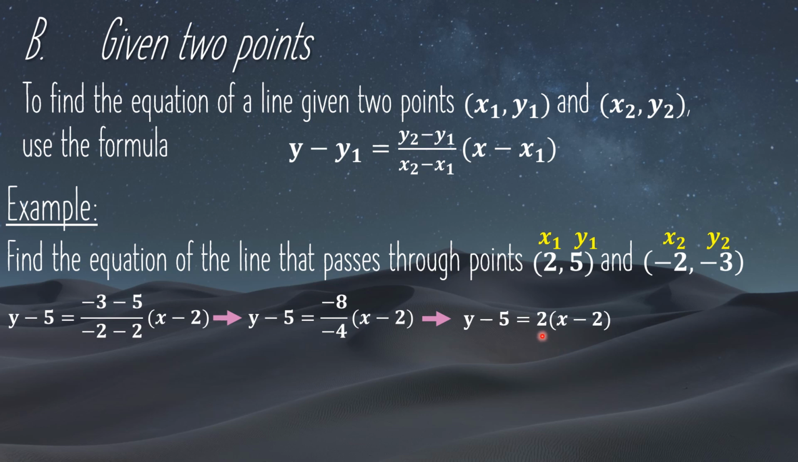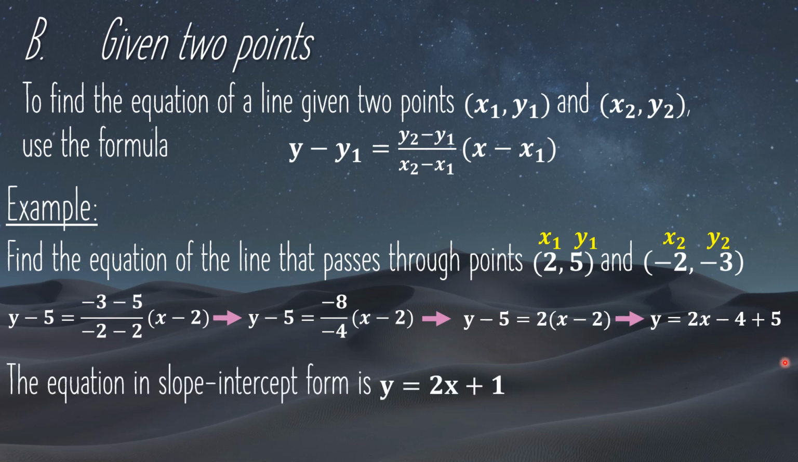And then, let us distribute 2 to x and -2. And then, i-transpose natin yung negative side para katabi niya yung isa pang constant. So the resulting equation will be y equals 2x minus 4 plus 5. Because 2 times x is 2x, 2 times negative 2 is negative 4, and then tinranspose natin yung negative side to the right side, kaya naging positive 5. And then, the equation in slope-intercept form is y equals 2x plus 1, because negative 4 plus 5 is equal to positive 1.